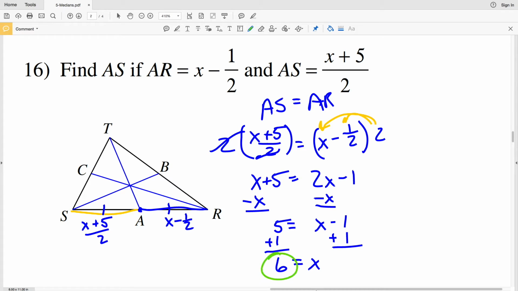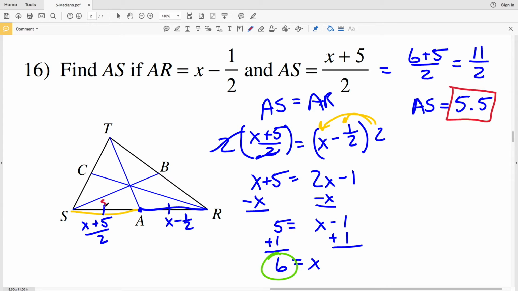So now, knowing that 6 is x, I can take that 6 and plug it in for my x in AS, since I'm finding AS. So AS equals x plus 5 over 2. So AS equals 6 plus 5 over 2, which equals 11 divided by 2, and 11 over 2 equals 5.5. So AS equals 5.5 in number 16.